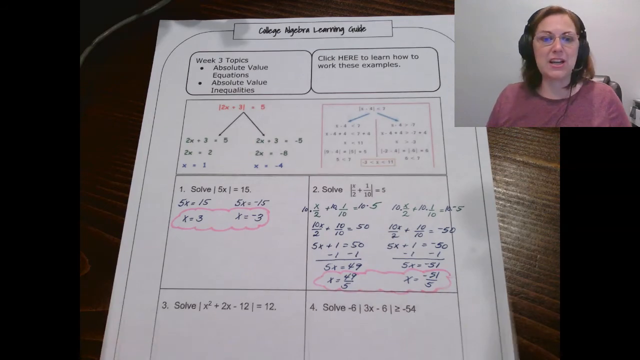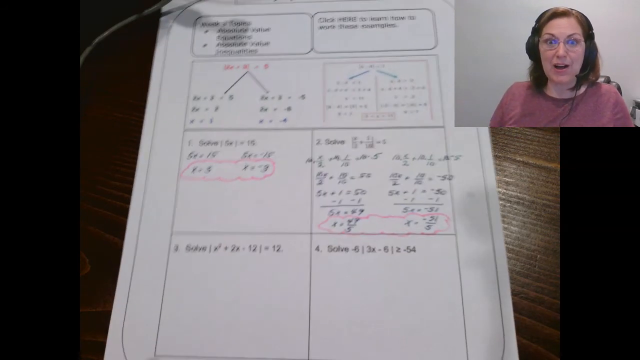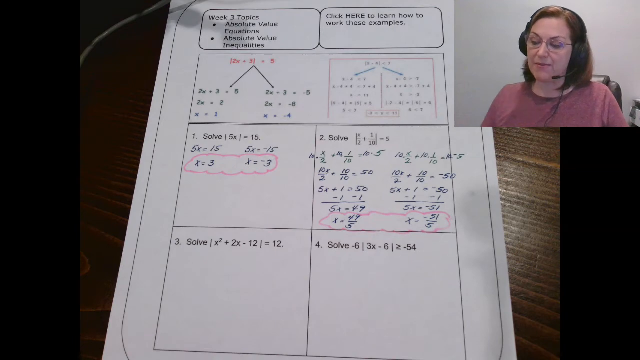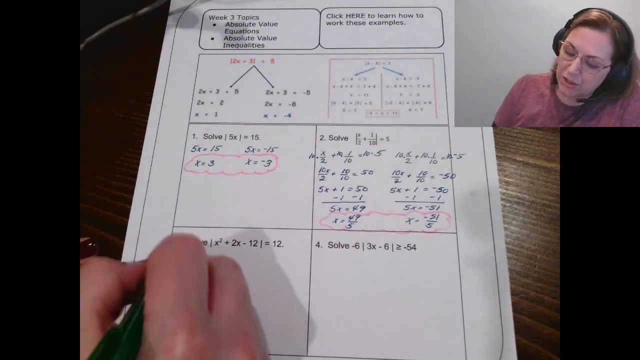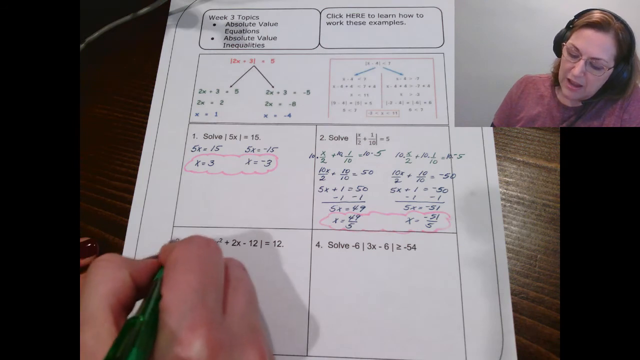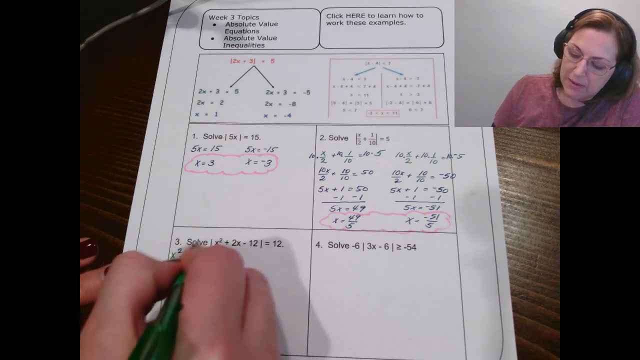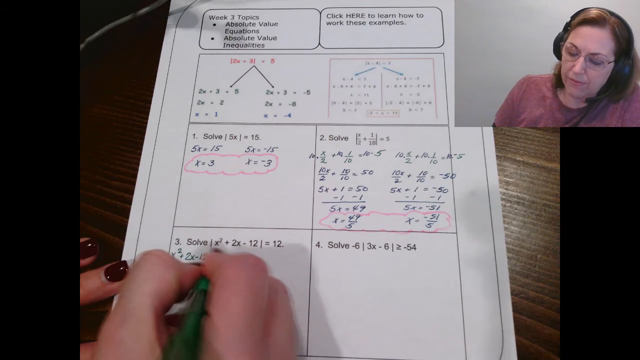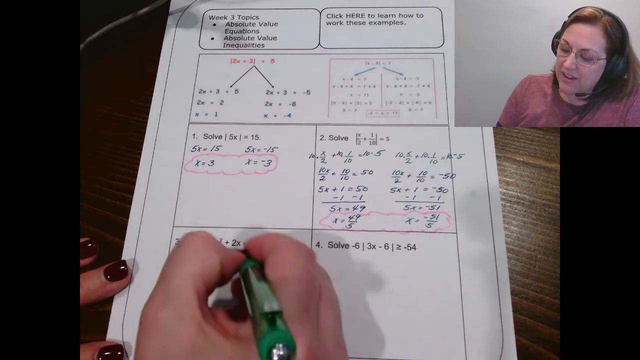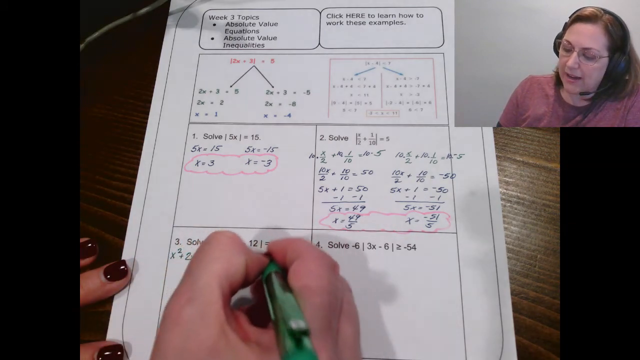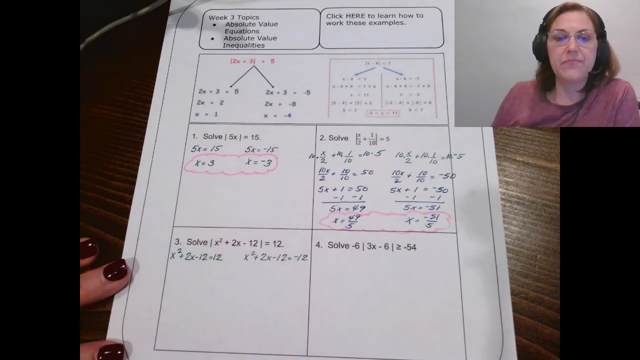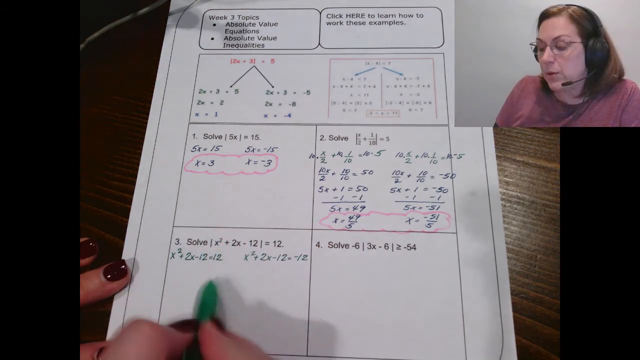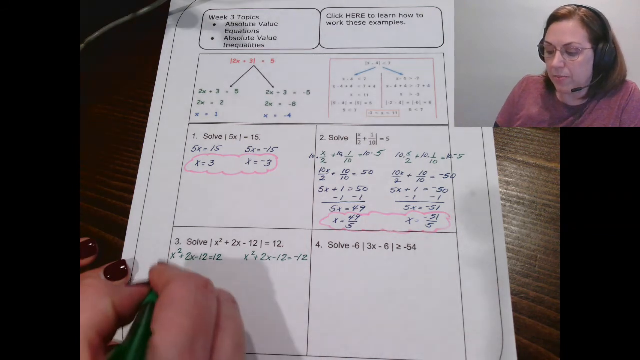All right, let's look at number 3. Looks a little bit more complicated, even though it doesn't have a fraction. So let's start by splitting it into 2 equations. I've got x squared plus 2x minus 12 equals 12. And I've got x squared plus 2x minus 12 equals negative 12. So let's solve. We're going to get it equal to 0 by subtracting 12 from both sides.